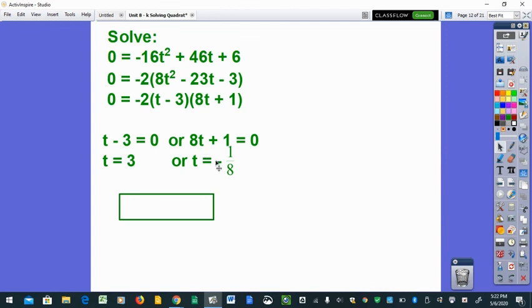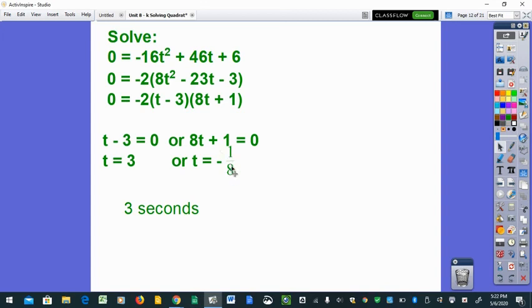So what is my answer? Well, the time of -1/8 doesn't make any sense, but the time of 3 seconds does. So it will take 3 seconds. The ball will go up, it will come back down, and it will hit the ground at 3 seconds. So that's my final answer.